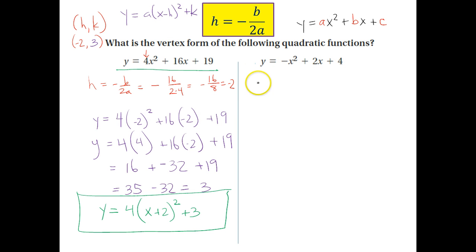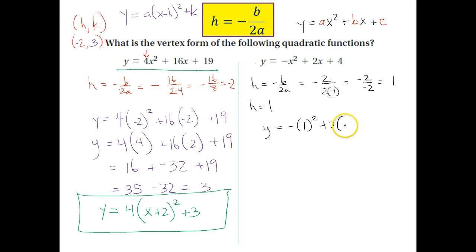Well, what about this guy? Let's find h first. It's negative b over 2a. So that's negative 2 over 2 times negative 1. So this is negative 2 over negative 2, which is positive 1. So I know that h equals 1. So I just need to plug a 1 in for x to find out what k equals. So y equals negative 1 squared plus 2 times 1 plus 4.